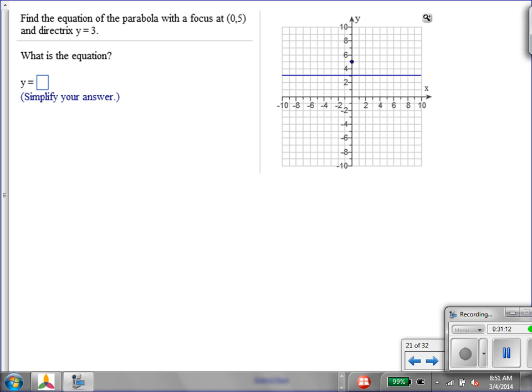Okay, find the equation of the parabola with the focus at 0, 5 and our directrix at y equals 3. And they've already sketched it for you. So if this blue line is your directrix and that dot is your focus, you can find the vertex has got to be right in between it. So we'll figure that out.